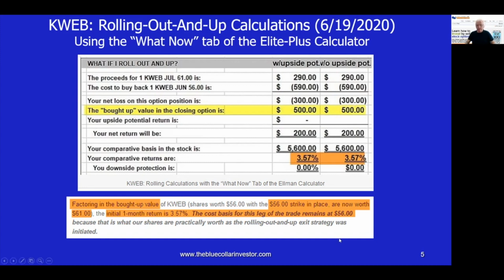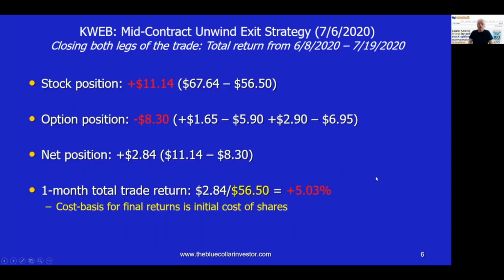Now, that is the first management leg, the rolling out and up. Now, the mid-contract unwind exit strategy on July 6th, because the price of the stock had gone up again to 67.64, so we closed all legs of the trade. So once we closed all legs of the trade, we could then calculate what our cost basis is based on our stock credit or debit plus the option credit or debit. And then we use our cost basis as the initial cost of the shares, in this case, 56.50.